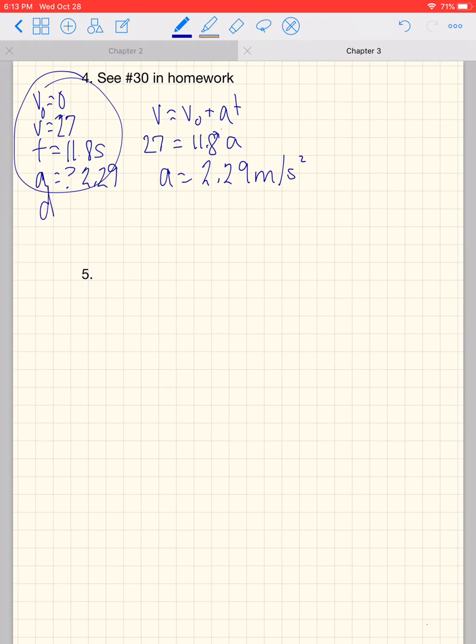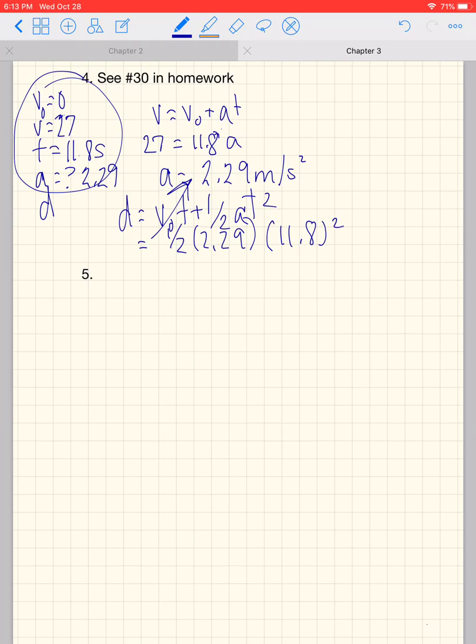This is another one of those problems where I can use any equation that I want as long as I don't use V is equal to D over T, because my velocity changes. It's not constant, it's not average. I'm going to use D is equal to V naught T plus 1/2 A T squared. The first term is 0 because my V naught is 0. So D is equal to 1/2 times 2.29 times 11.8 squared. And again, notice that it's just the 11.8 that's squared.